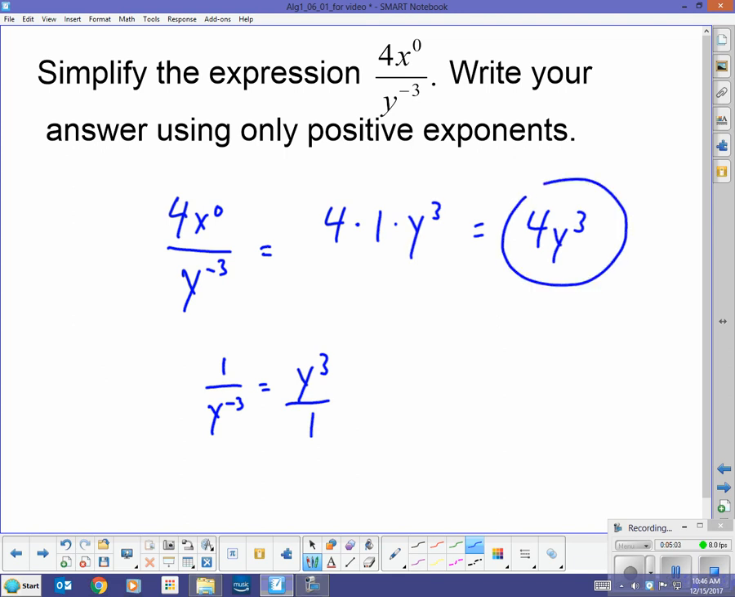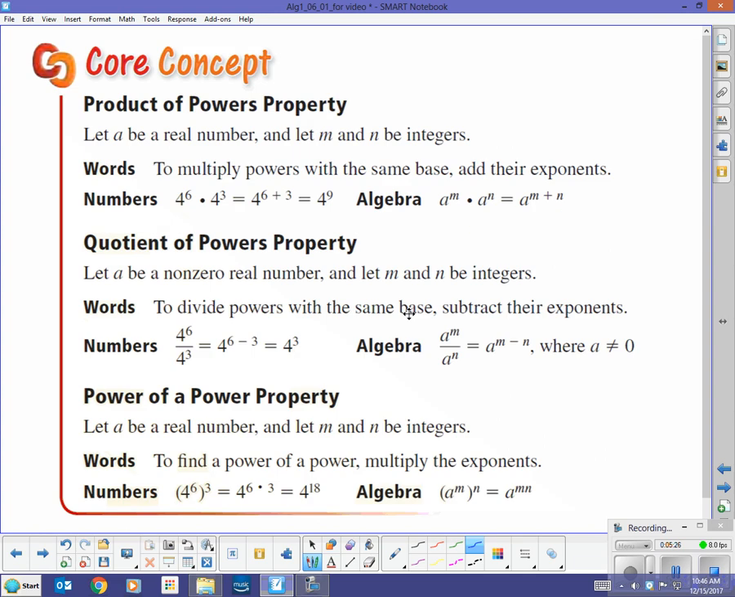Okay, so an easy way to think of this again is instead of thinking the reciprocal, just think that anything with a negative power is going to move from denominator to numerator or from numerator to denominator, and the exponent becomes positive. Okay, so that's that example. So be prepared to try and do some of those in class the next time we meet.